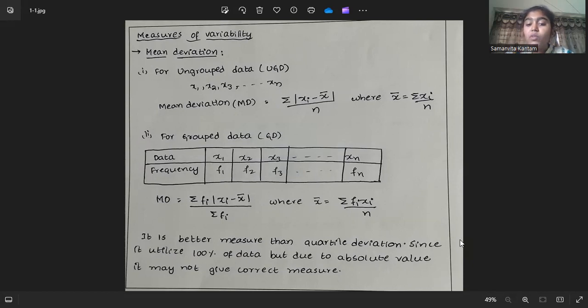Better than the quartile deviation, mean deviation gives the absolute value.